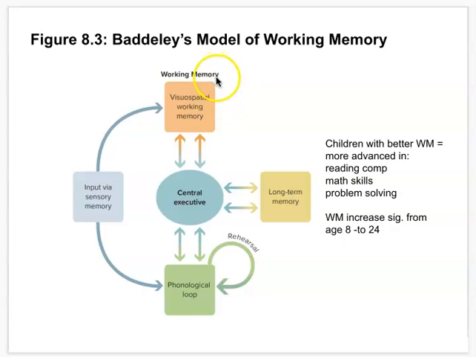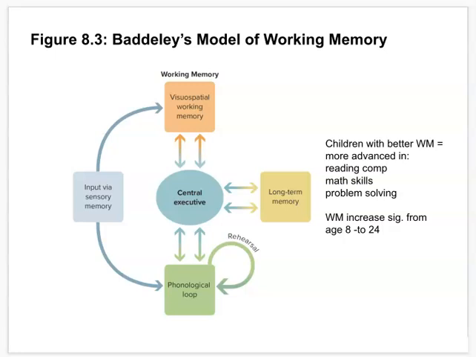Then you have the visuospatial working memory on one side, and then you have the phonological loop. Working, and they draw from each other. So it's getting information from both the visuospatial and the phonological loop. It's also able to draw information from long-term memory and put it back. So it's working with information coming from all of these different areas.